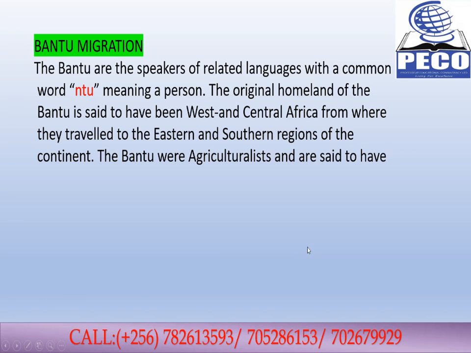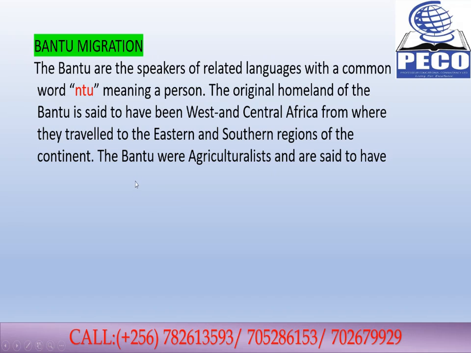Eastern and southern regions of the continent. When we talk about eastern and southern regions, eastern, this is East Africa where we are: Uganda, Kenya, Tanzania, okay? And the southern regions, we are talking about countries like South Africa, Namibia, Lesotho, Swaziland, Botswana, and others, okay? Some Bantu moved there, and we have groups like the Zulu, the Basuto, the Sotho, the Pedi, and the others. Those are the Bantu of the southern region.